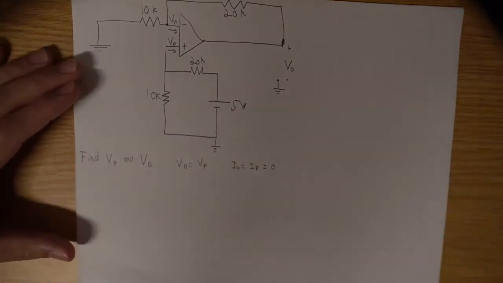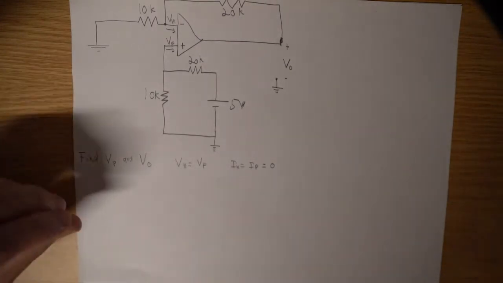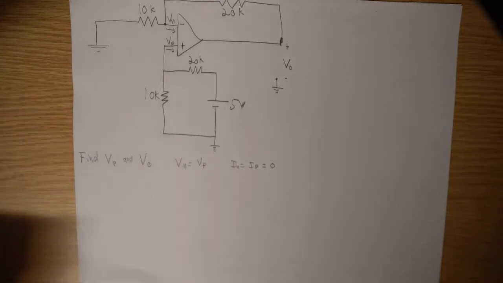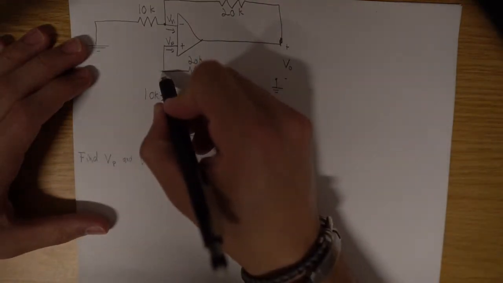Alright, let's start with KCL at Vp. We're going to start here just because it seems to have the most going on. We can see that we have a voltage source here, which is going to help us to determine a final number, which is really going to help us out in the long run. So Vp is going to be this node right here.